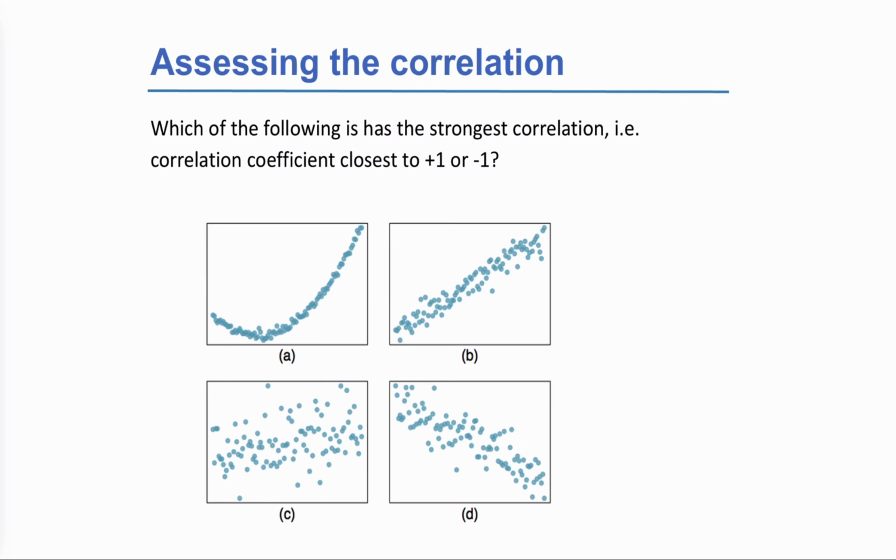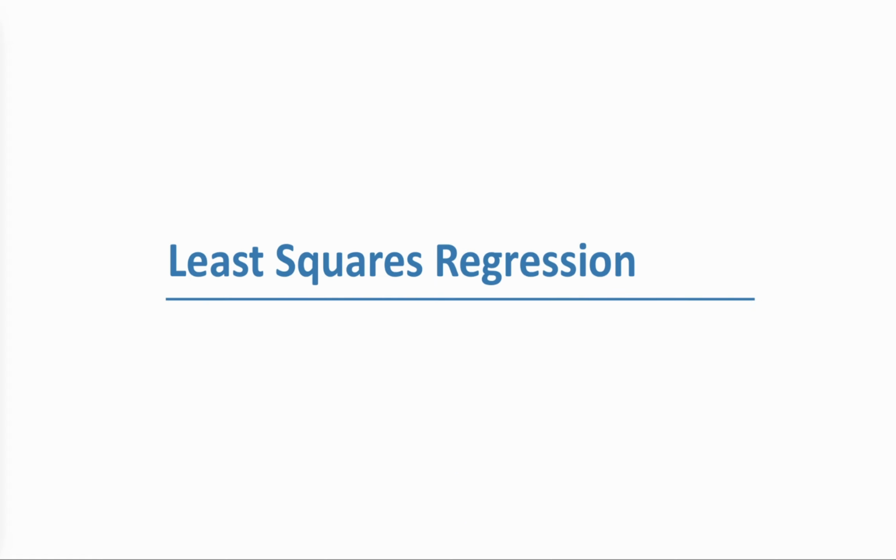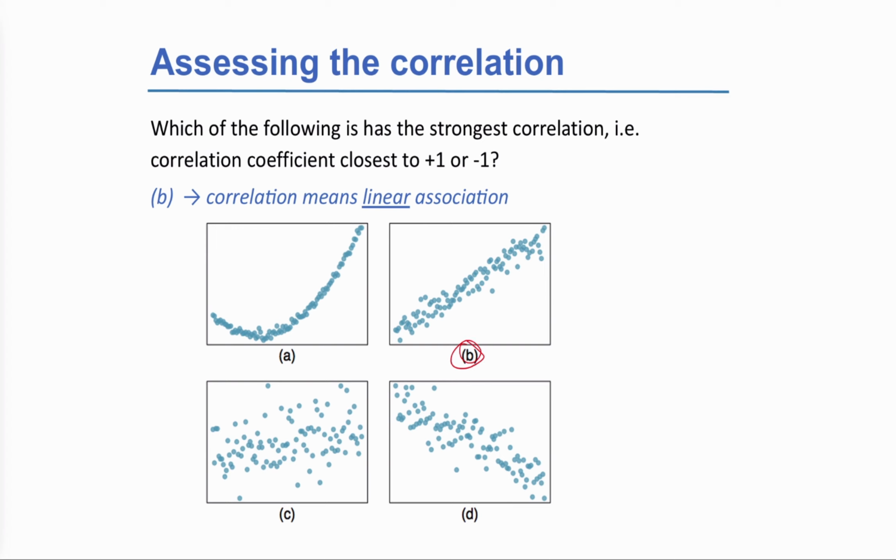Which of the following has the strongest correlation, a correlation coefficient closest to 1 or -1? Right? So again, the closer it is to 1 or -1, the more it's going to look like a straight line. So the correct answer here is B, because this is the closest to the straight line. C and D have more variation about that line. A, there's something going on here, but it is not a linear association. We could not use a linear model to describe this.